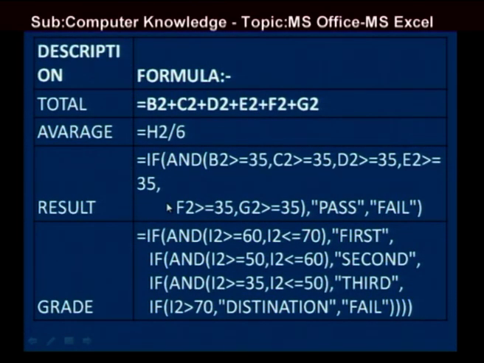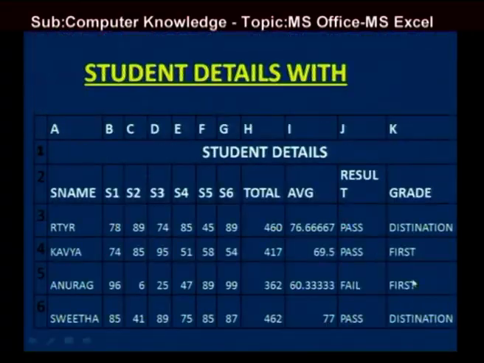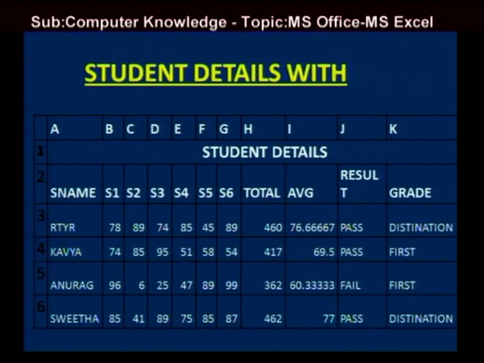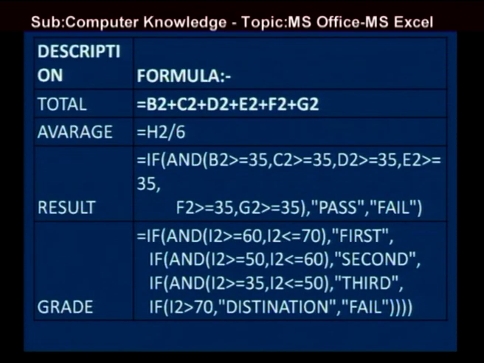Next one, how to calculate the result? Result consists of a condition: if the marks are greater than or equal to 35, the student will pass, otherwise they will fail. So, the formula for result is used with an IF condition. An IF condition is a must. Why? Because here the condition is greater than or equal to 35, IF open bracket, and AND is also there. Why? Because here we are comparing 6 subjects. So, IF open bracket and AND open bracket.